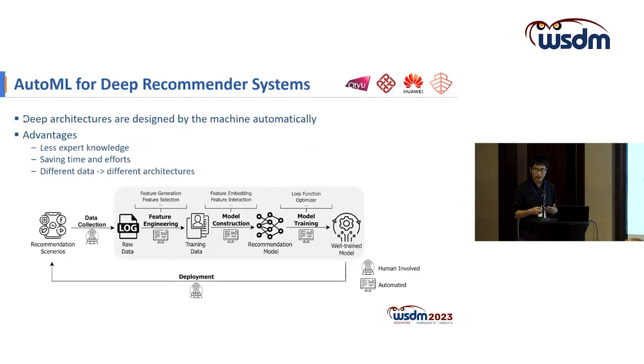So to solve these issues, we can use auto-machine learning techniques to automatically design the deep architecture of the recommendation models. For these types of methods, they have the following advantages. Firstly, they require less expert domain knowledge, and they can help save the engineering efforts and the development time cost. And certainly, for this auto-machine learning method, they can automatically design different architectures for different input data. Thus, they can develop task-oriented architectures for different recommendation tasks.